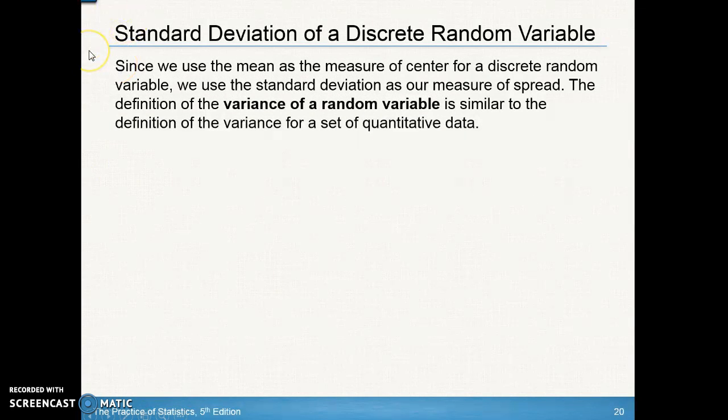Okay, in the next section, we'll take a look at the variance of random variables. So go ahead on to the next video to take a look at what the variance will look like for discrete random variables.